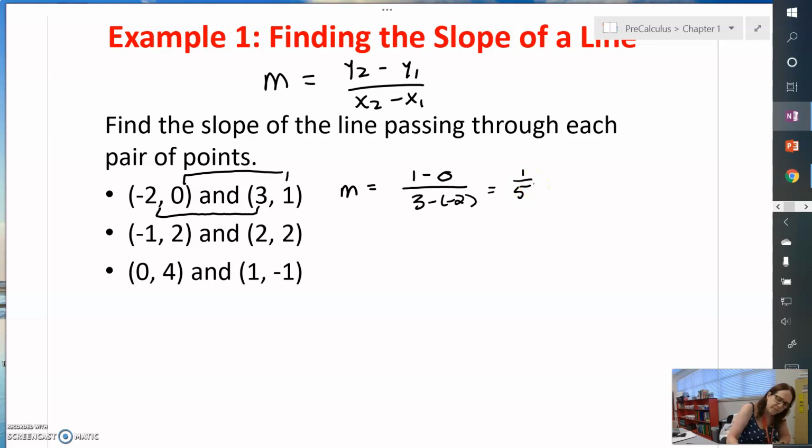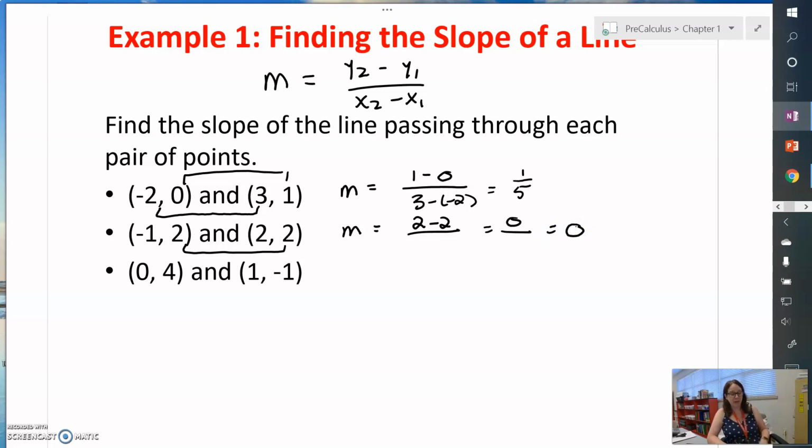Here's our second one, m equals. Now notice this. When I do y2 minus y1, I'm going to get a 2 minus 2 in the numerator. That means I'm going to have a 0 in the numerator. And anytime I have a 0 in the numerator, the answer is just 0. So I don't really have to do the denominator, but let's go ahead. I'm going to do a 2 minus negative 1, and that's going to be 0 over 3, which equals 0.